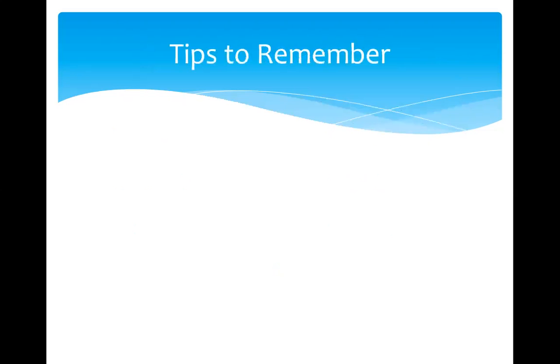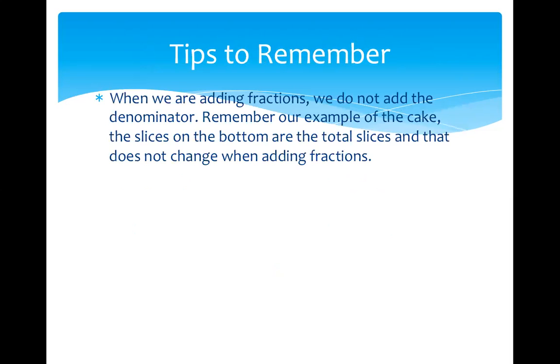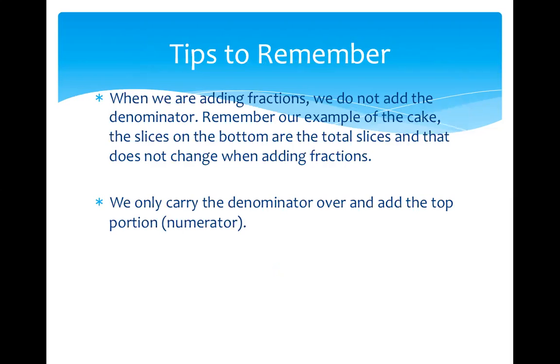Awesome job. So here are some tips that we should try to remember when we do fractions. When we're adding fractions, we do not add the denominator. So if the number was 3 out of 5 plus 1 out of 5, it would equal 4 out of 5, not 4 out of 10, because the bottom number does not change. Just like, remember when we talked about our example of the cake slices on the bottom? Those are the total slices, and that doesn't change when we add fractions.